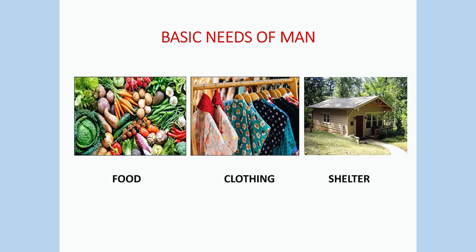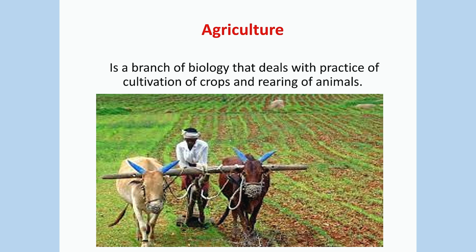We all know that there are three basic needs of man: food, clothing, and shelter. Of these three needs, the most important one is the food. So we get food from agriculture. What exactly is agriculture here? In science, it is a branch of biology that deals with practice of cultivation of crops and rearing of animals. So here, crops are cultivated.